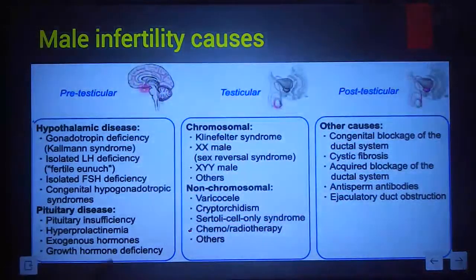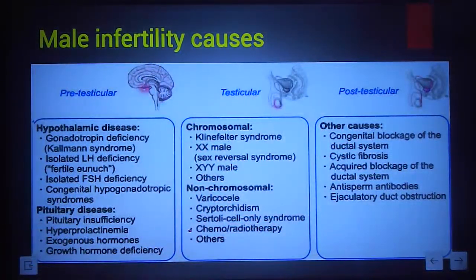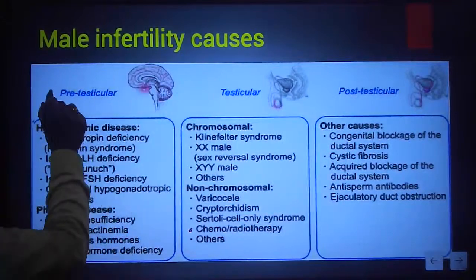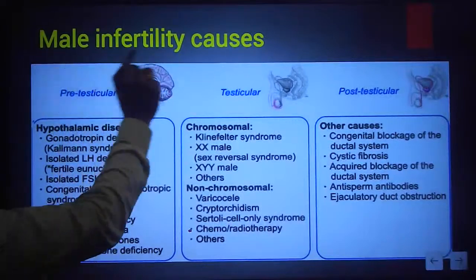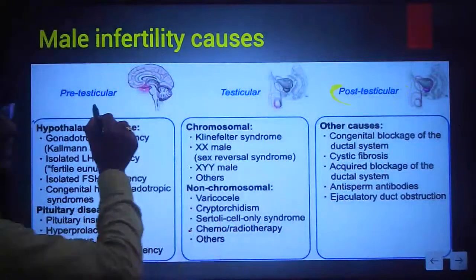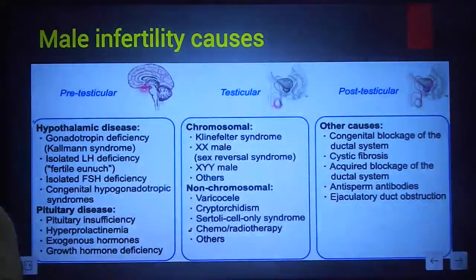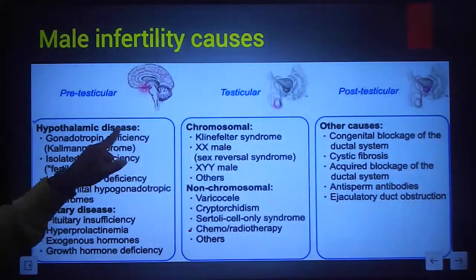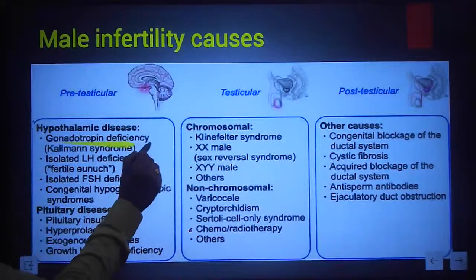So, male infertility causes. As for the male, this can be classified into pre-testicular, testicular, and post-testicular. There are three categories that we can classify: pre-testicular, testicular, and post-testicular. Coming to the pre-testicular, we have hypothalamic disease. The male might be having any of these hypothalamic diseases, and gonadotropin deficiency.